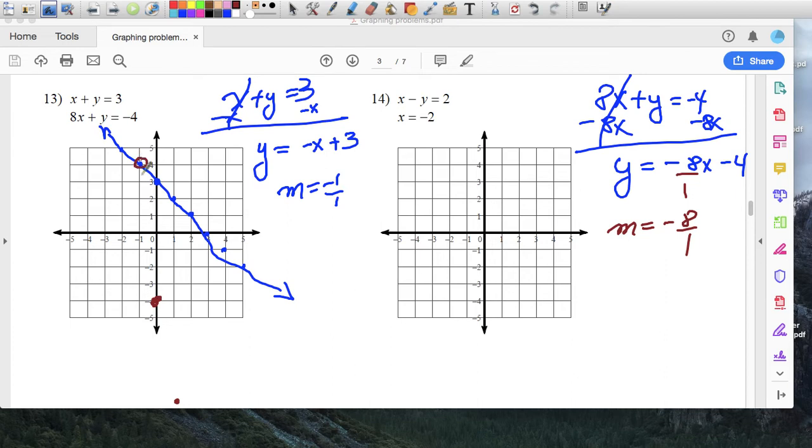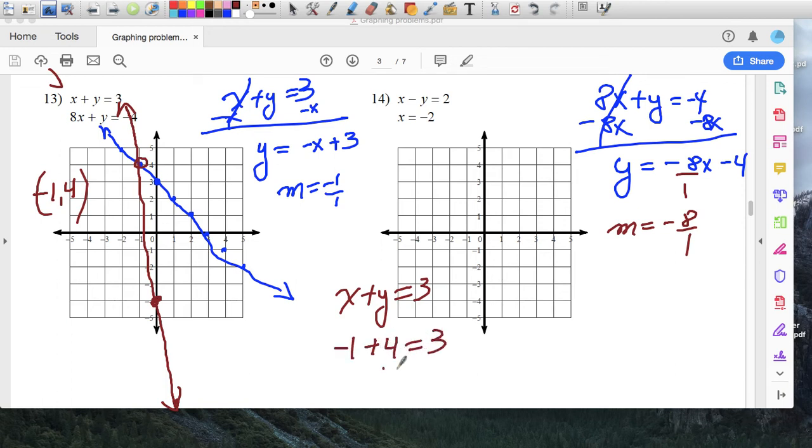x minus y equals 2. If I substitute, I get negative 2 minus negative 4 equals 2. Negative 2 minus negative 4 is the same thing as adding 4 equals 2, and you can tell that it does work. Take the second equation where it says x equals negative 2 and substitute. Well, this is my x value, so if I put negative 2 over here, it does equal negative 2 on the other side. So this point here satisfies both equations.